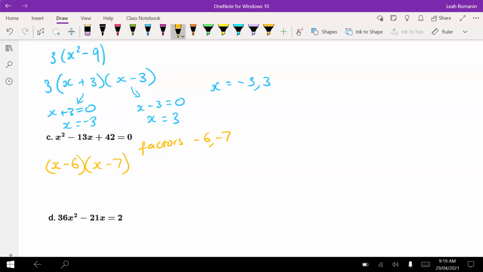X equals 6. Great. So I'm making this one x minus 6 equal to 0. So x is equal to 6. And x minus 7 equal to 0. So x is equal to 7. So my two solutions are 6 and 7.